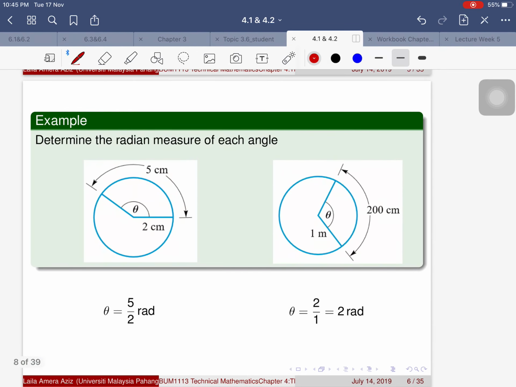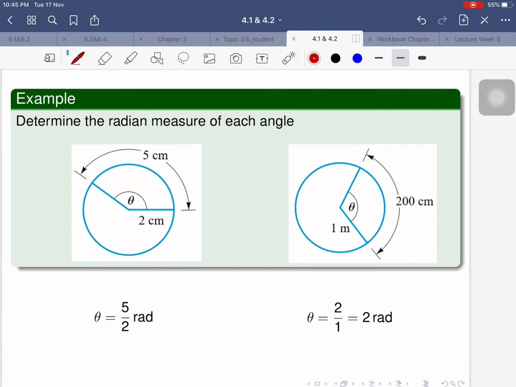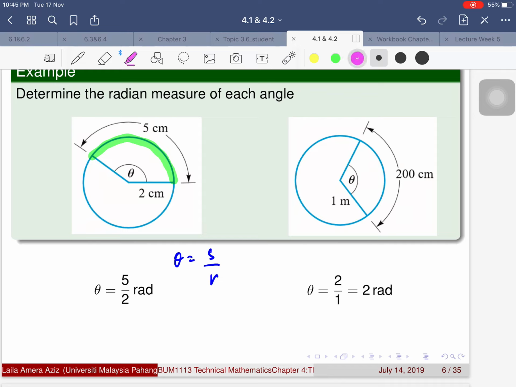So here it says determine the radian measure of each angle. This is going to be an example. Here I want to know what theta is, and we have seen before that the formula is theta equals s over r. For this case, the length between these two lines formed by the angle is an arc length of 5 centimeters, and the radius on the other hand is given as 2, so 5 divided by 2, that is going to be in radian.